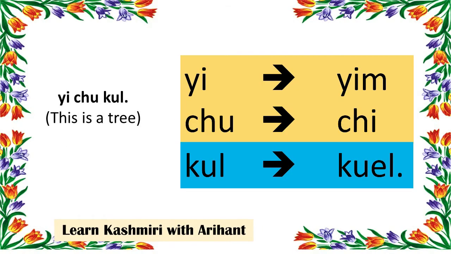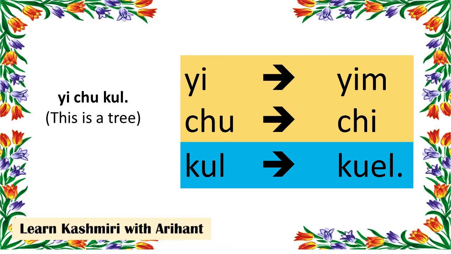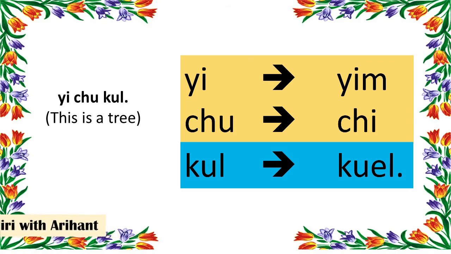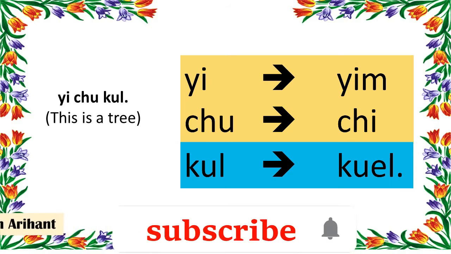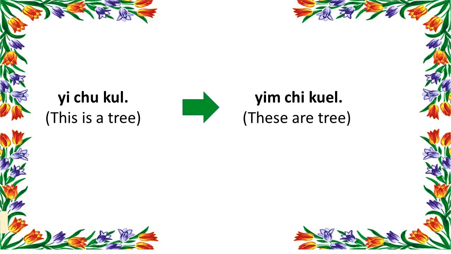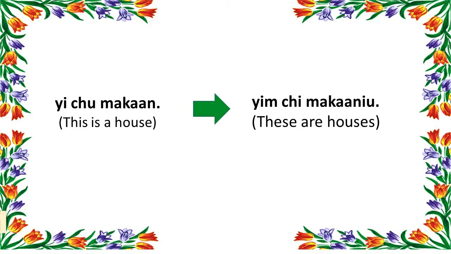Ye chu kul. This is a tree. When we have to convert this sentence, we will convert each of the three words. Ye becomes yim, chu becomes che, and kul becomes kuil. Therefore, the final transformed sentence is yim che kuil. These are trees.